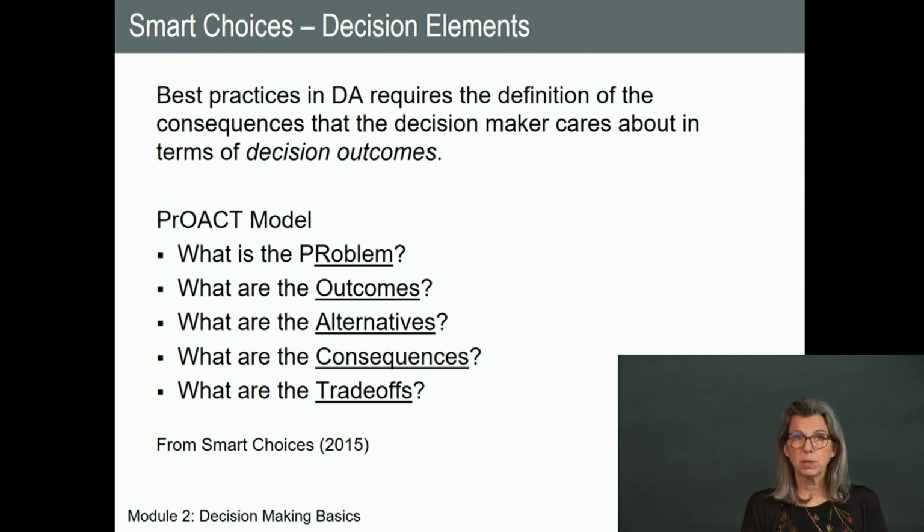First of all, what is the problem? Defining what is the decision that you're trying to make. The second one is what are the outcomes? We're going to talk more about the outcomes and what that means in the decision. And then the rest of the things we're going to talk about over the next module or two: generating the alternatives, or the different options that you can choose from. What are the consequences of those options on the outcomes? And then what are the trade-offs? You can't have everything you want, so you're going to have to balance all the different options to decide how you're going to choose.